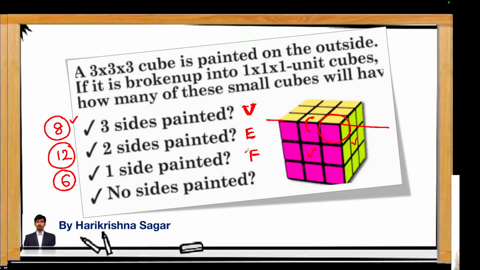Whenever you see 3-side painted, immediately you have to remember vertices, and there are 8 vertices. Whenever you see 2-side painted, immediately you have to remember edges. There are 12 edges available. Whenever you see 1-side painted, think about the faces. There are 6 faces, so you calculate for 1 and multiply with that. So that is one approach. And for no side painted, just total cubes minus this will give the no side painted.